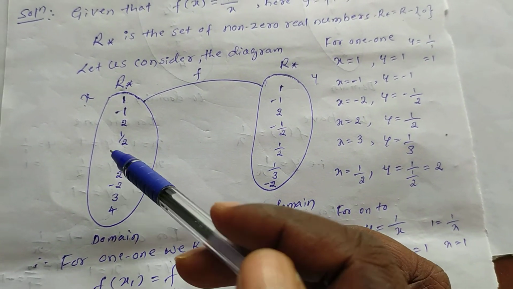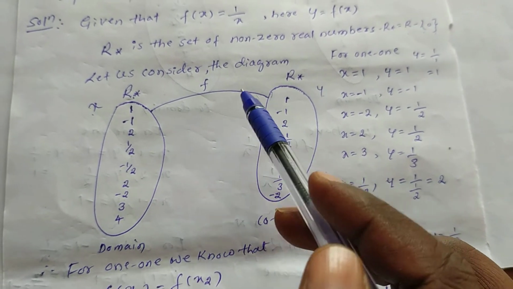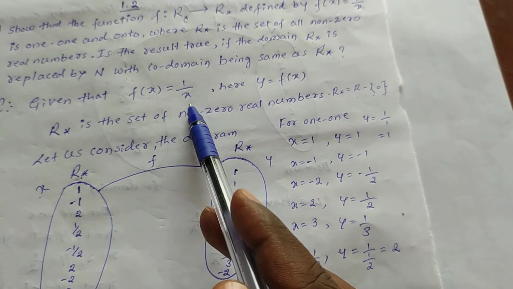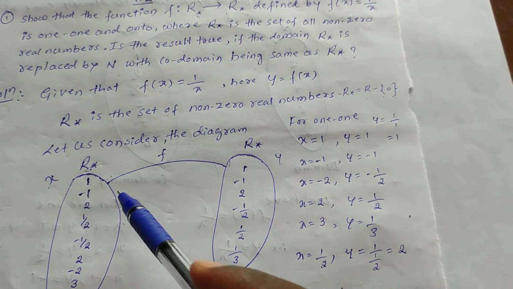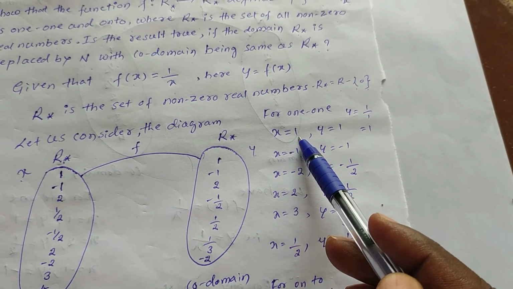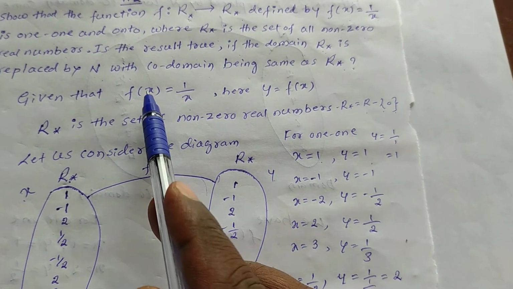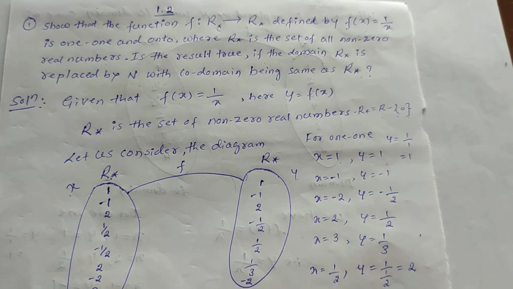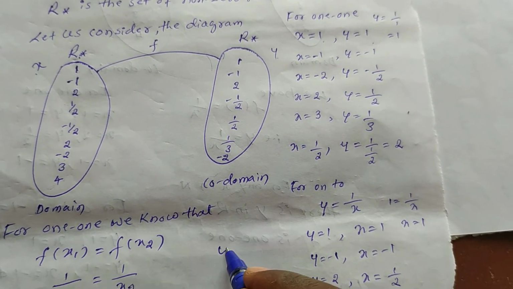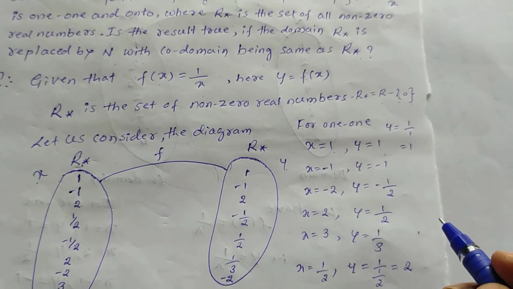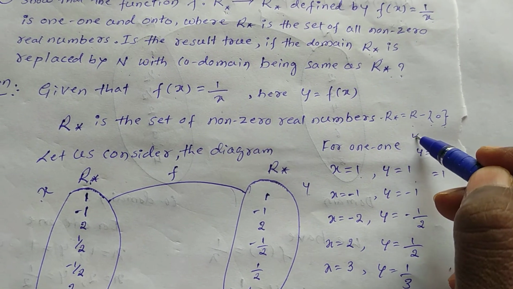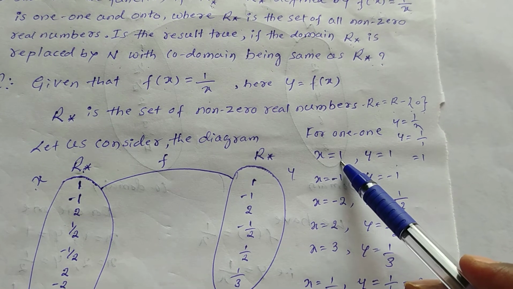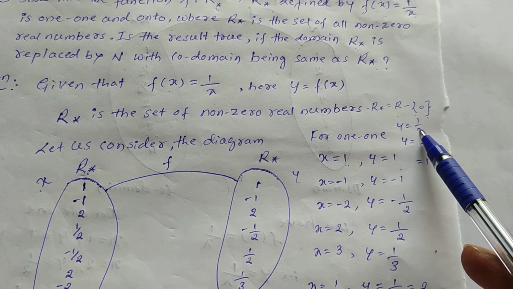So we have to prove that this function is one-one. Here they have given f of x equals 1 by x, meaning y equals 1 by x. What happens when x equals 1? Then y equals 1, because we have the formula y equals 1 by x. When x equals 1, y equals 1 by 1.